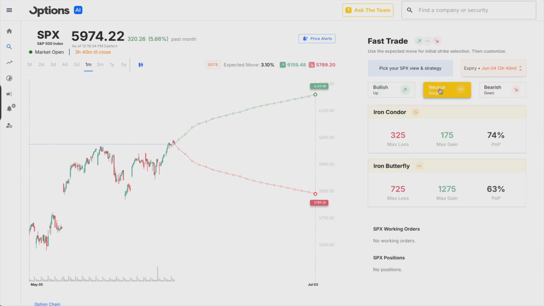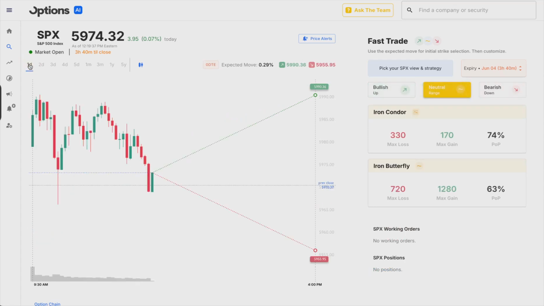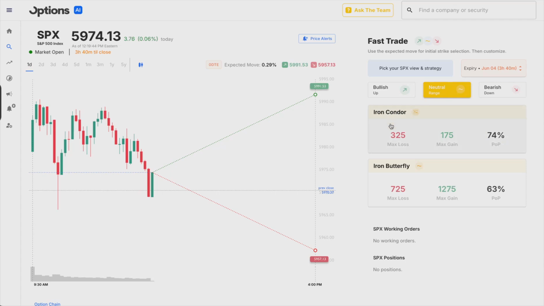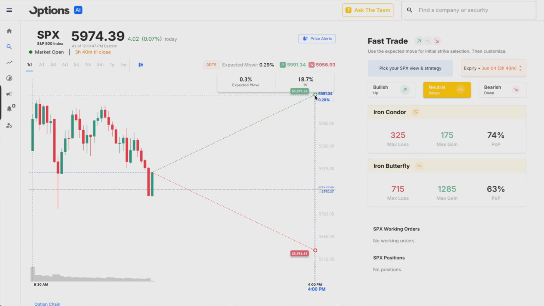Right now we are looking at a 1 month chart. Let's do 0 DTE, and we've got the neutral button selected here, which of course does an iron condor and an iron butterfly, and these are both based upon these expected moves for the rest of the day.